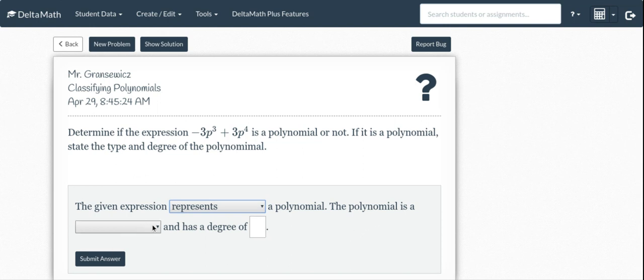So the polynomial is, there's two terms, -3p cubed and 3p to the fourth. So that makes it a binomial. There's two terms, so binomial. And it has a degree of 4. That's the highest degree. So whatever the terms are, you can add up the exponents. So in this case, there's only one variable here, so it's just the highest exponent is 4.